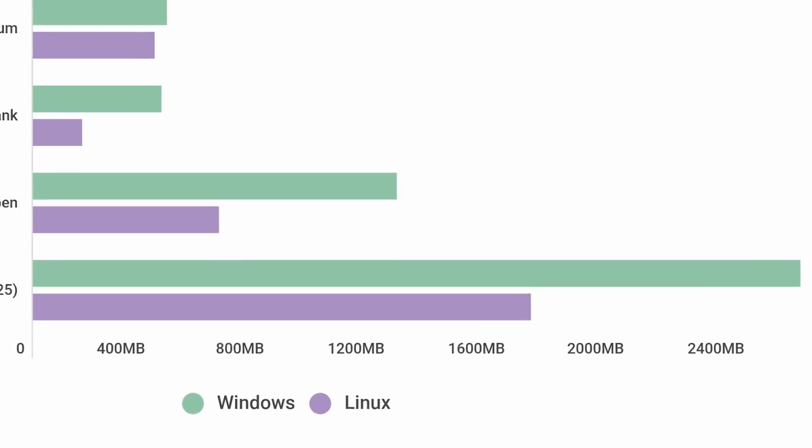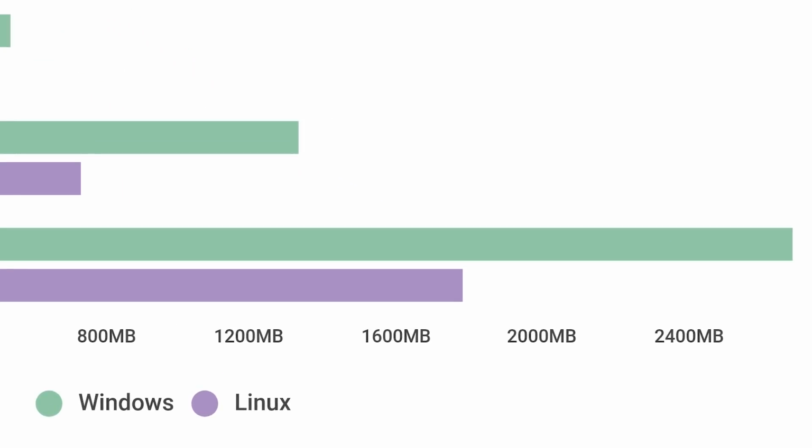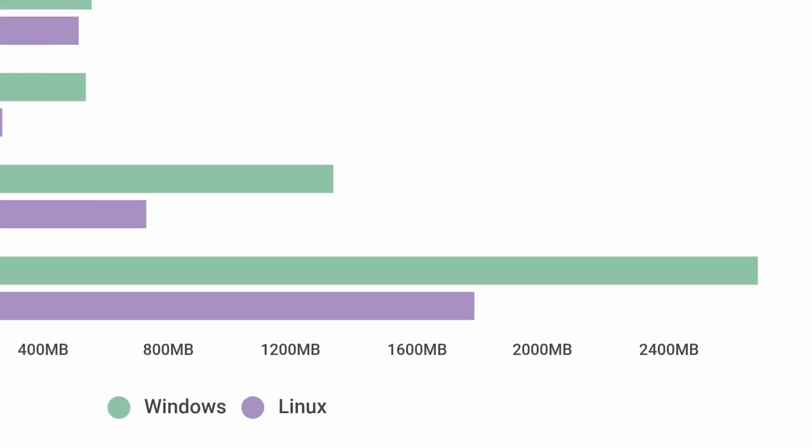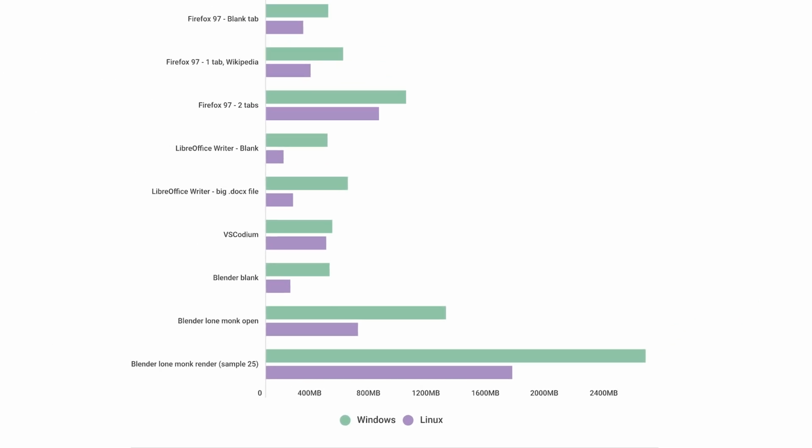And when you actually start to render it, well, the difference was quite amazing, because we're looking at over 2.5 gigabytes for the Windows version, more like 1.7, 1.8 gigabytes for the Linux version. So a significant difference there in the memory usage, and all doing the same thing. These are exactly identical tasks between the two.